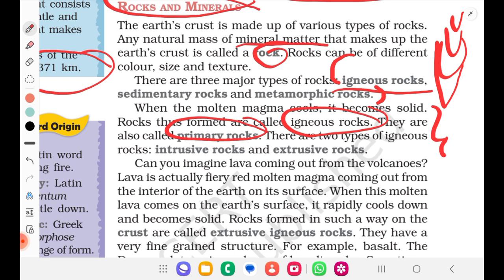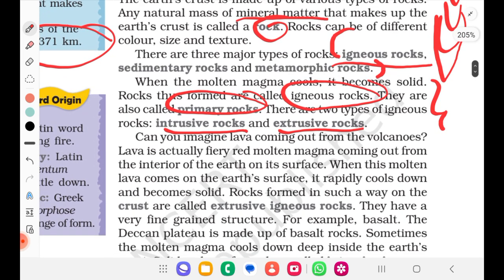There are 2 types of igneous rocks. In igneous rock also there are 2 types, intrusive and extrusive. So what is intrusive, what is extrusive? The word itself is self-explanatory. Intrusive is inside the earth, extrusive is outside the earth. Still, we'll see what they have given.